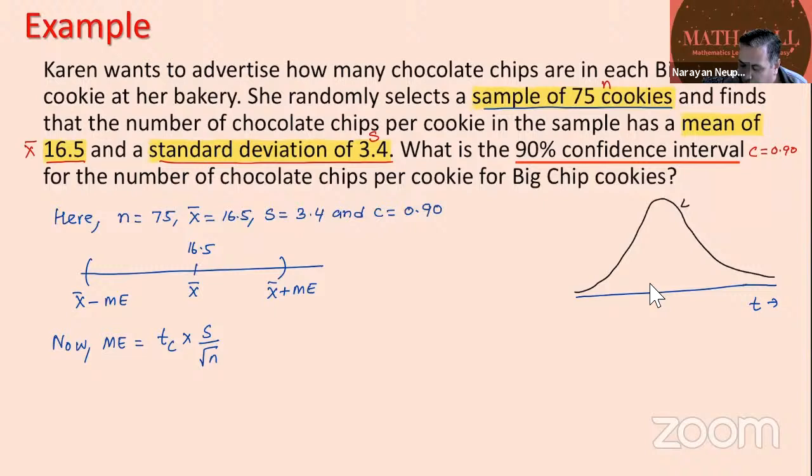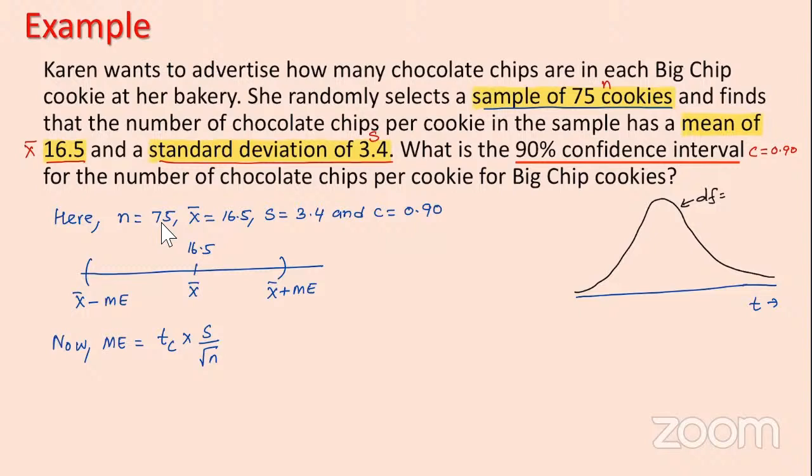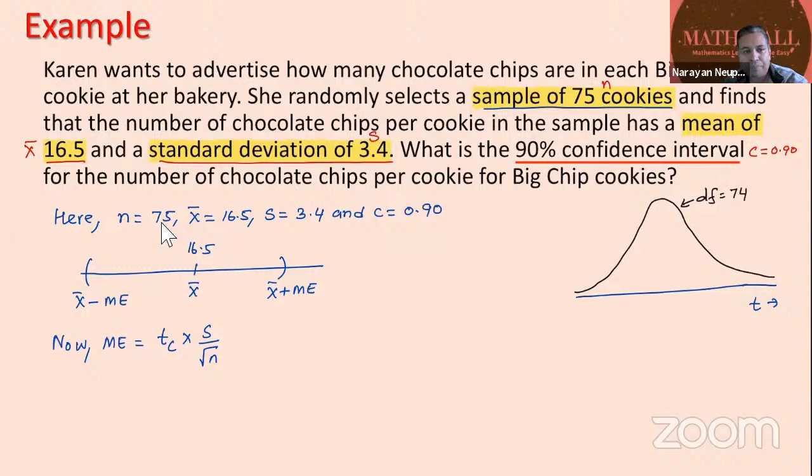If this is a t distribution, you must know the degrees of freedom. Degrees of freedom is sample size minus 1. See here, sample size is 75. So what is the degrees of freedom? If n is 75, what is the degrees of freedom? Come on, beautiful people. 74. 74, very good. All of you know this, 74, very good.